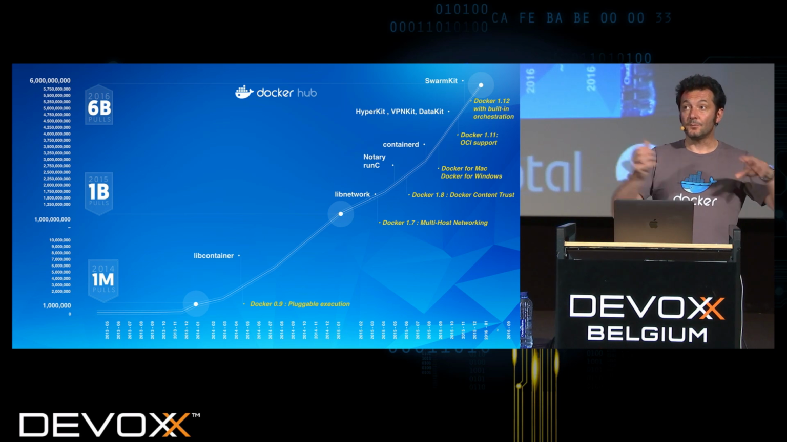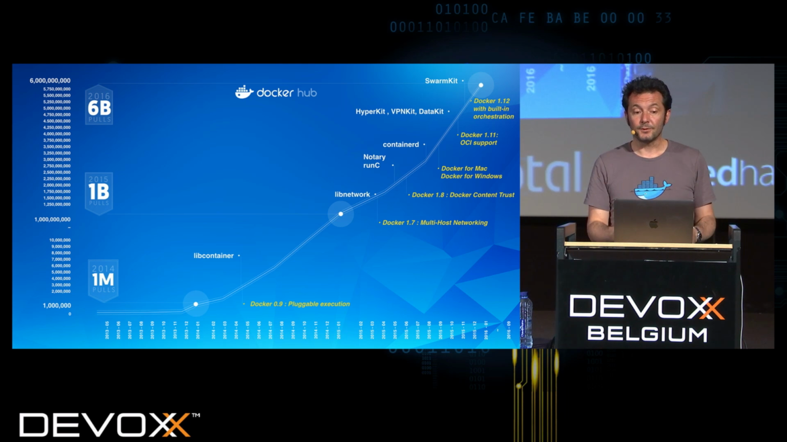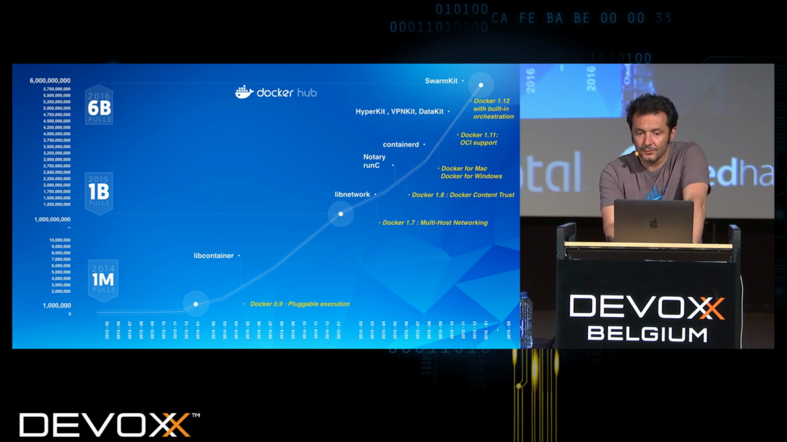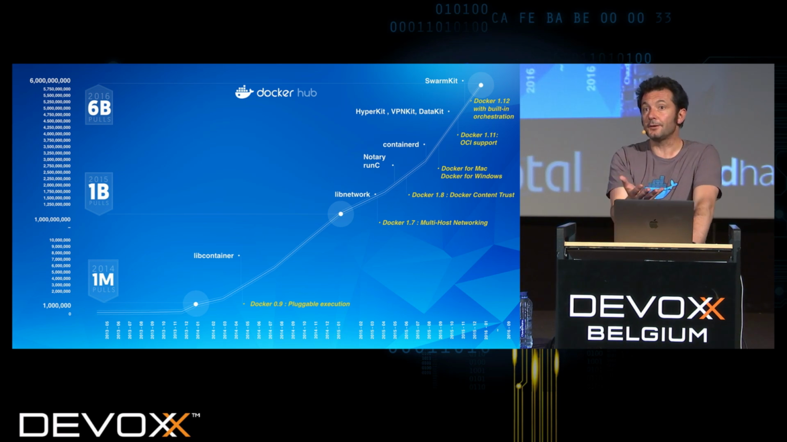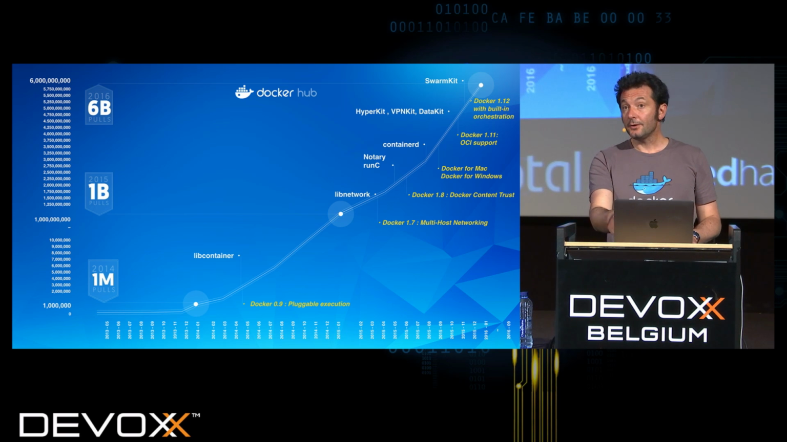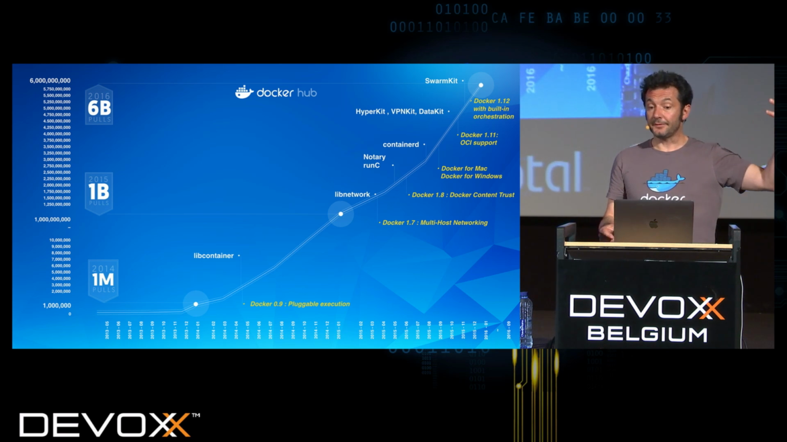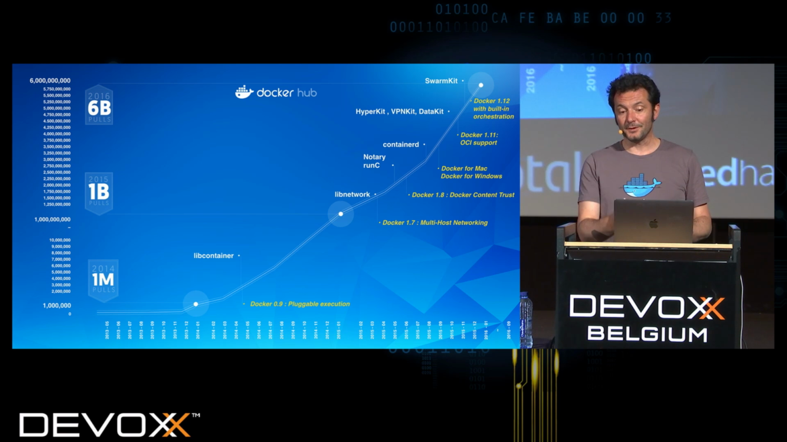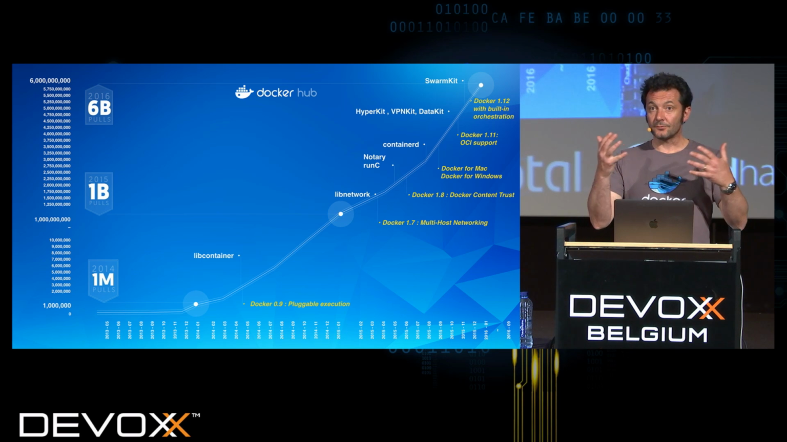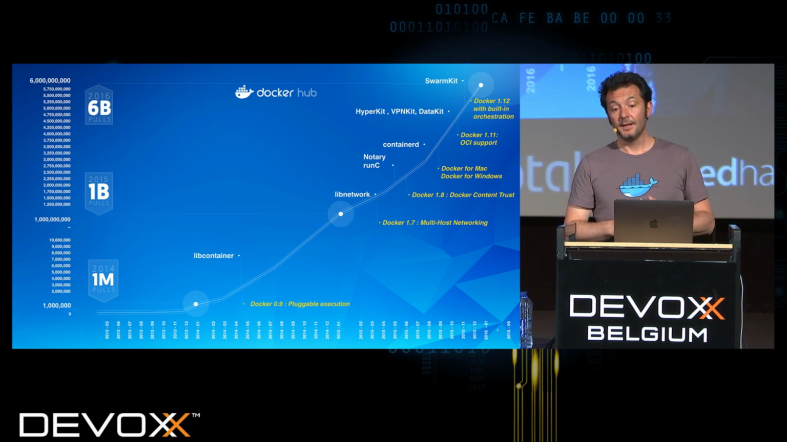Over the past 3 years, it's been refactored a lot to extract different components, and these are the components that we're talking about. So in 0.9, pluggable execution was introduced, in 2014, and then the libcontainer project was created out of that. Then multi-host networking in 1.7 and libnetwork was created. 1.8 introduced Docker Content Trust and the component you can use outside, with curl pipe sh for example, is called Notary. And then runc was introduced with containerd, and containerd and runc are what run containers today in Docker.